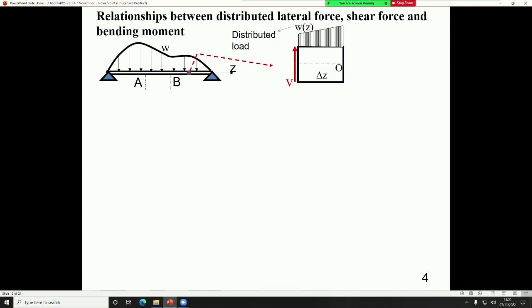Now, if I look at this element, the distributed force is applied either downwards or upward. It's not the point. The shear force here is in the opposite direction of whatever I have applied. Because it has a non-uniform variation, the shear force at the other side must be either smaller or bigger than this one. So I have said on the right-hand side it is downwards plus delta V.